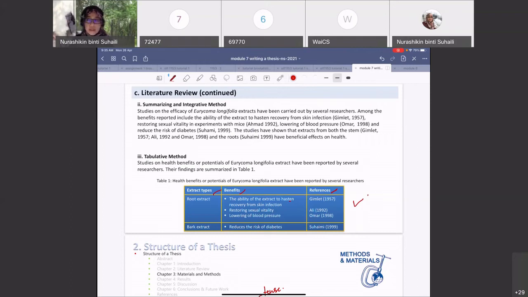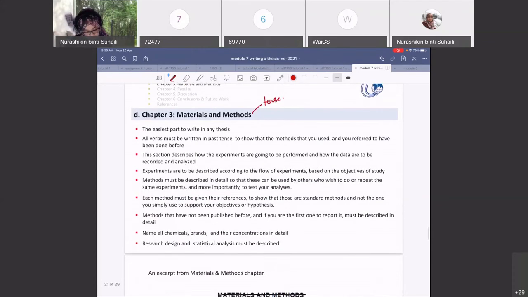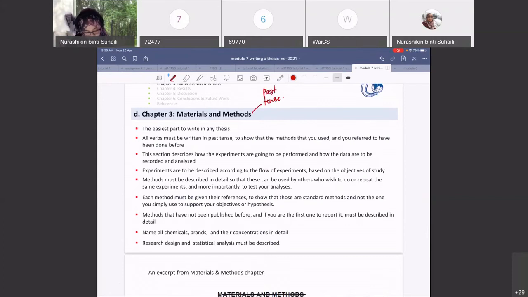But the way you say it, like just now, Nordin et al. reported, the word reported should be past tense, because you want to say that this person has reported. But the points or facts, if they are still valid, should be stated in present tense. Okay, I'll give an example if I find any. For the materials and methods, for a thesis, it should be past tense. This one is for the research proposal, research thesis.